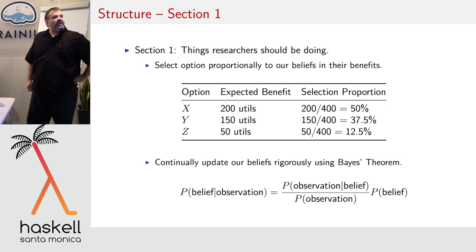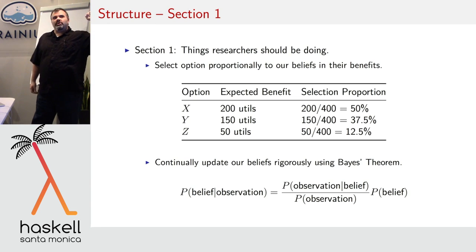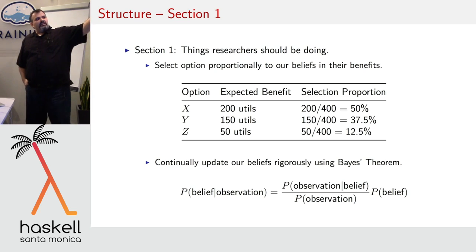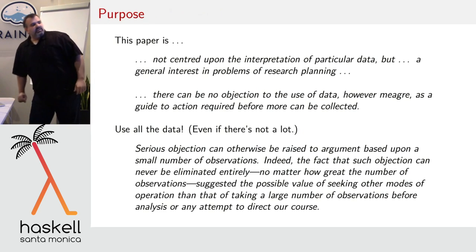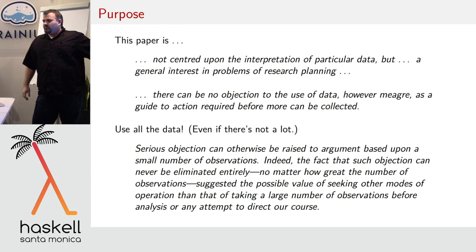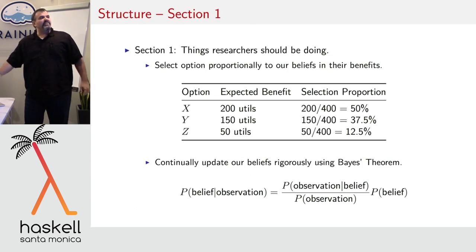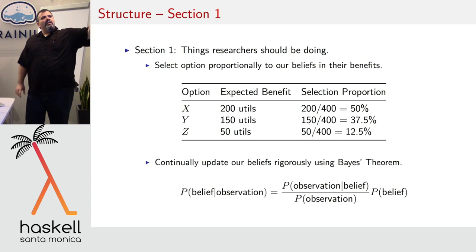Okay, so this is a little outline. Section 1 of the paper: this is what Thompson thinks researchers should be doing. Two things. So instead, let me go back a little bit. Instead of doing the modus operandum, which is the last sentence here, get a ton of observations and then analyze it, this is what we should be doing.